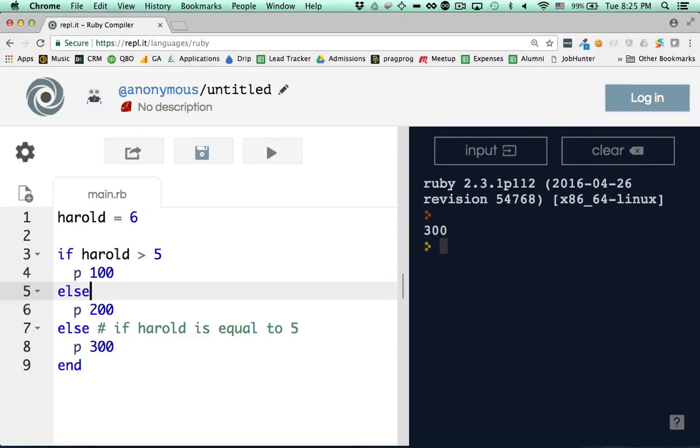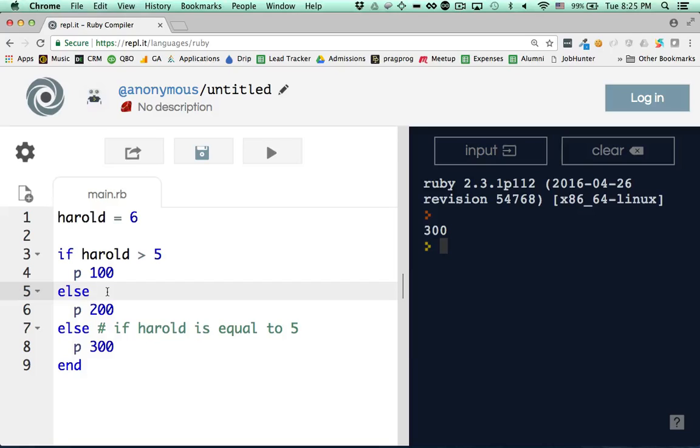Yeah. So think of it this way. I don't think we could do this in Ruby, but if we tried this, then this would never get run, because it's like if Harold is greater than 5, print 100. Otherwise, print 200. There's never going to be an otherwise, right? It either is or it isn't. So you cannot do that. If Harold was greater than 5, the other. Elsif Harold was less than 5, print, and then you can't do else.